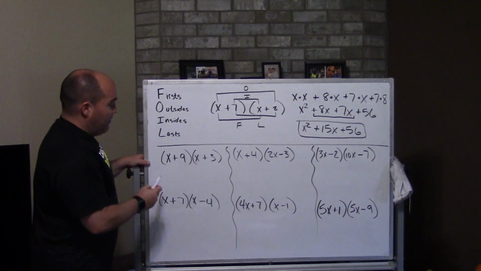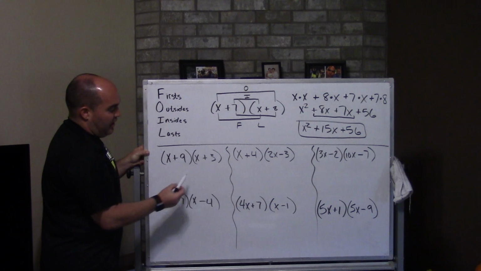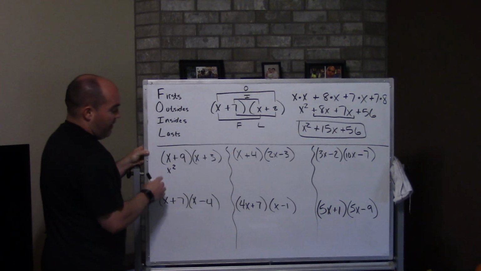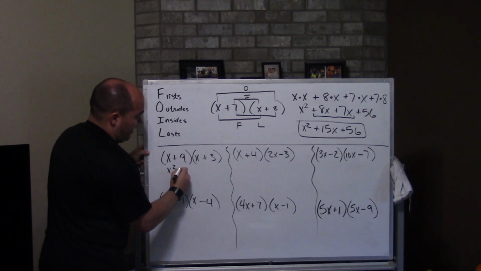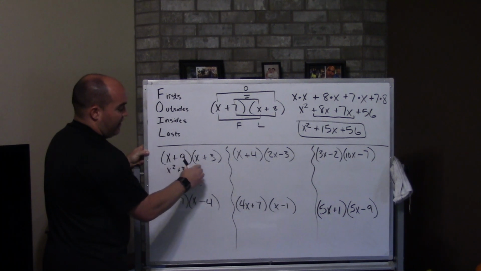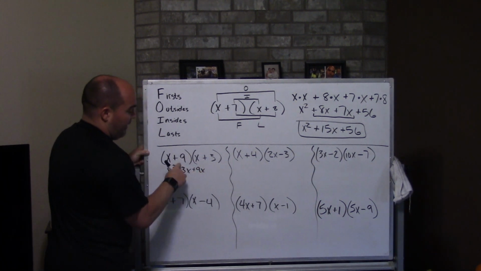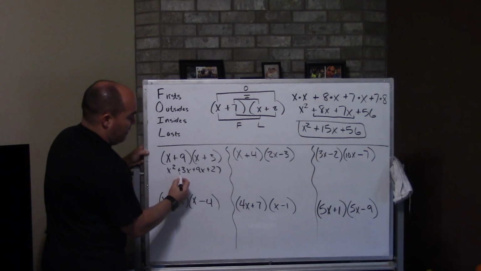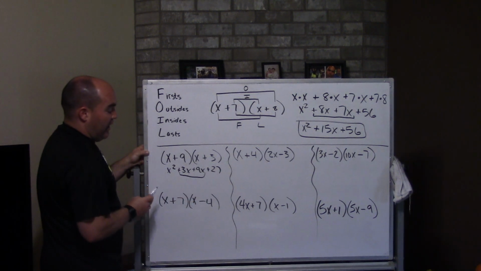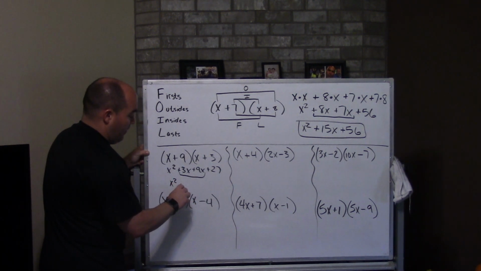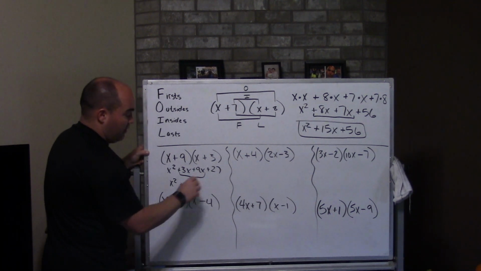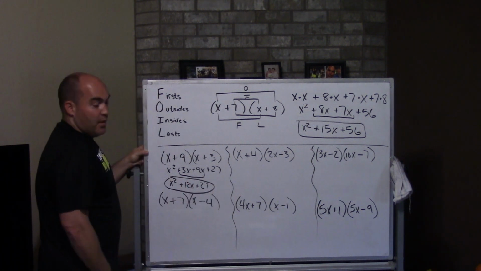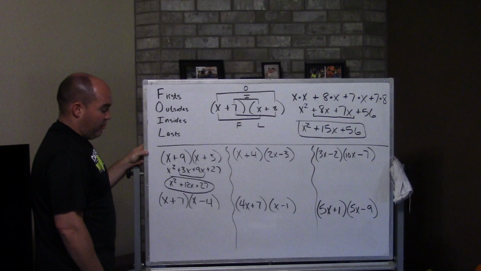Alright, here we go. So, x plus 9 times x plus 3. So, first, x times x is x squared. Outside, x times the 3 is 3x. Inside, 9 times the x, and last, 9 times the 3, 27. Okay, my middle terms, my outside and inside, are my like terms here, so I get x squared plus 12x plus 27. So that's my answer. X squared plus 12x plus 27.